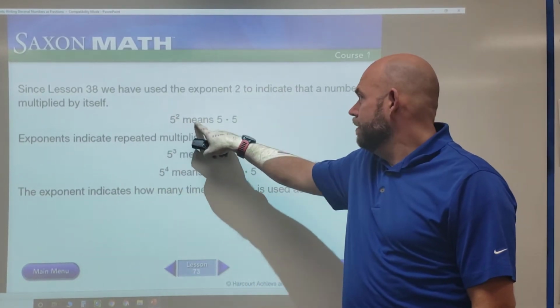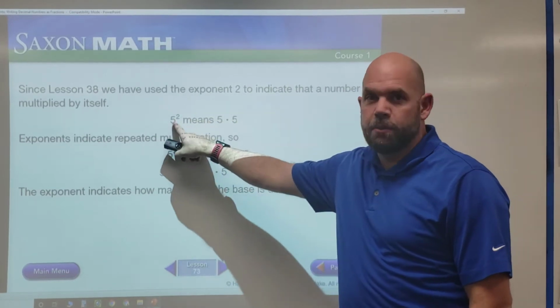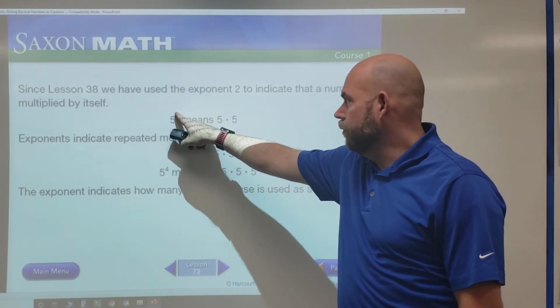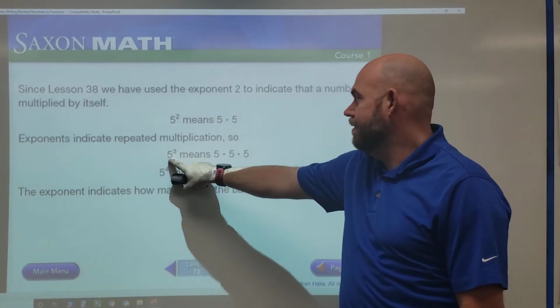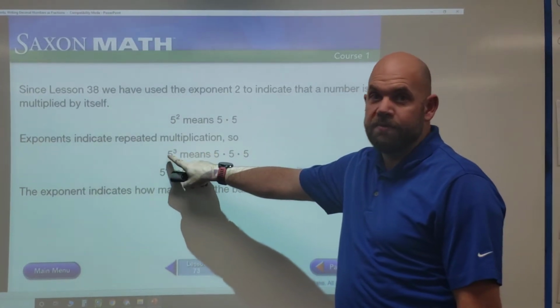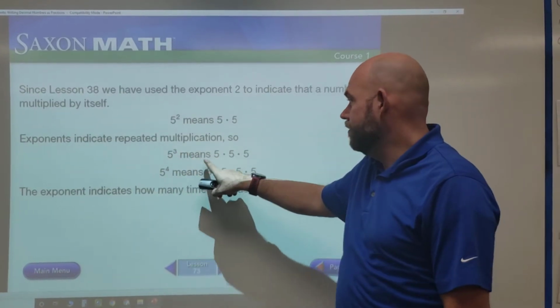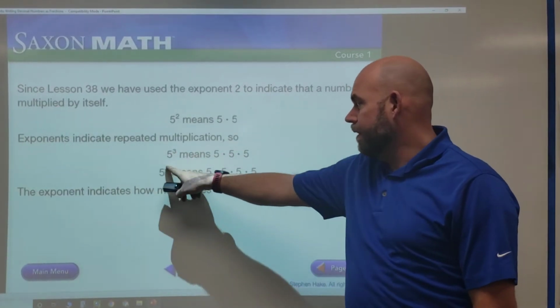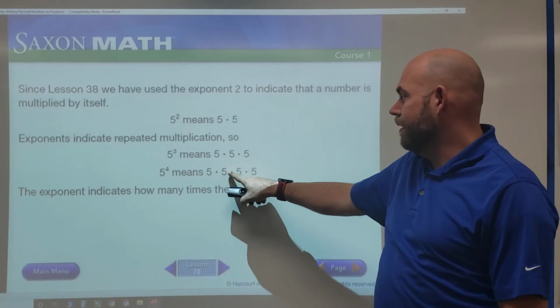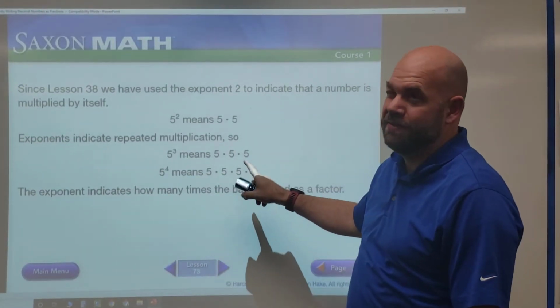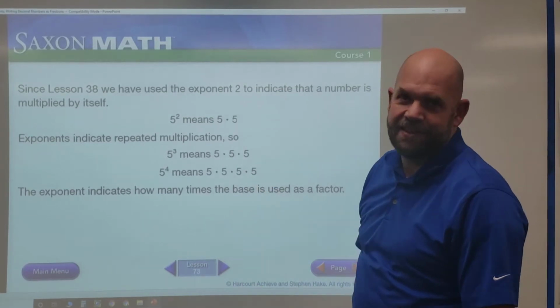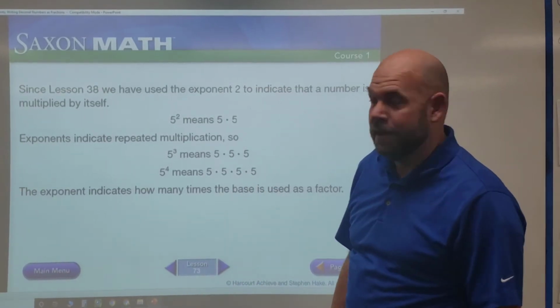5 squared means 5 times 5, or the base number times itself, and you're only doing it twice. If you do it 3 times, it's 5 times 5 times 5. It doesn't mean it's 5 times 3, just 5 times 5 times 5. 5 to the 4th is 5 times 5 times 5 times 5. And 5 to the 9th is 5 times 5 times 5 times 5 times 5 times 5 times 5 times 5 times 5. I can't say that. Just do it 9 times.